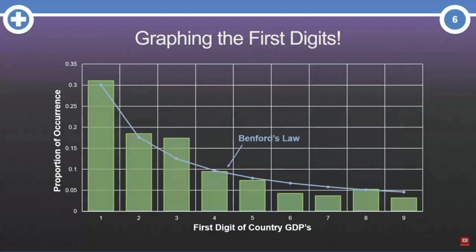In fact, there's a website called testingbenfordslaw.com that has tons of fun examples. If you're ever bored and want to lose yourself for an hour on a website, I highly recommend checking it out.